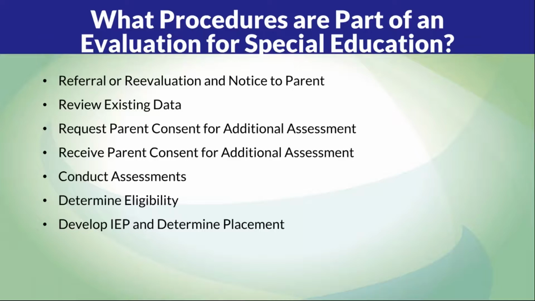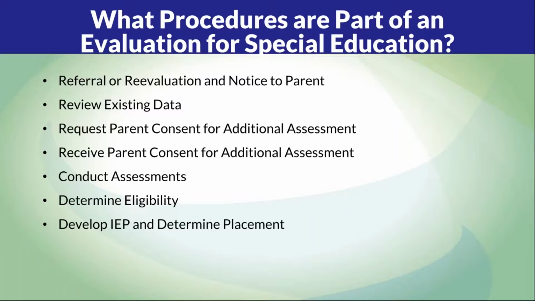So generally speaking, as a reminder, here are the basic procedures that are part of an evaluation. First, there's a referral or reevaluation. That's how the process starts. And then there's a notice to the parent to let them know, yes, there's been a referral, or hey, your child's up for reevaluation. As a reminder, anyone can make a referral. Parent requests for referrals need to be honored, and school staff must make referrals if they suspect a student has a disability. That's pretty clear in the law.